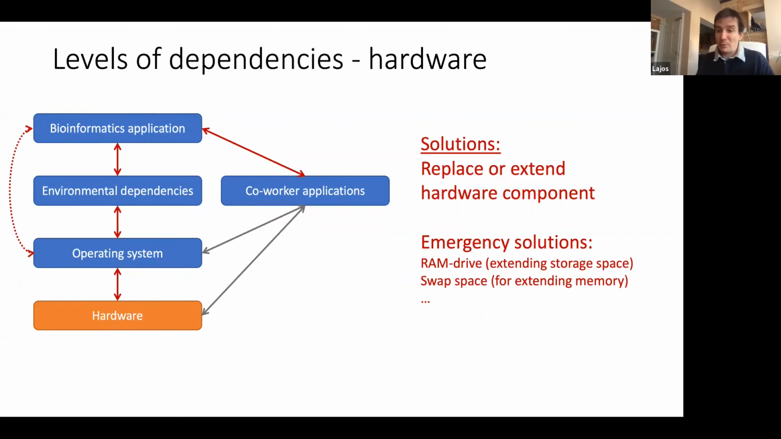Last week we spoke about RAM drive and swap space, which is a kind of extending the storage space or extending the memory. They are only emergency solutions. You cannot rely on these solutions in the long term. Long term, you have to open the case, take out that hardware component which is not good enough, and put in something which is better.